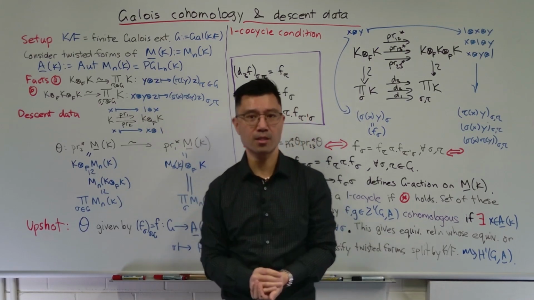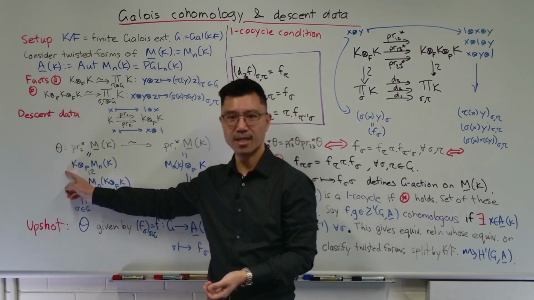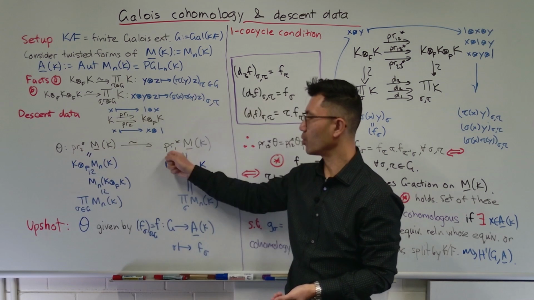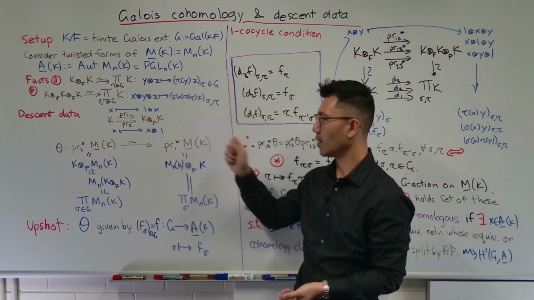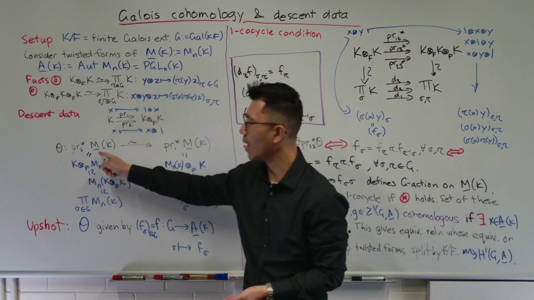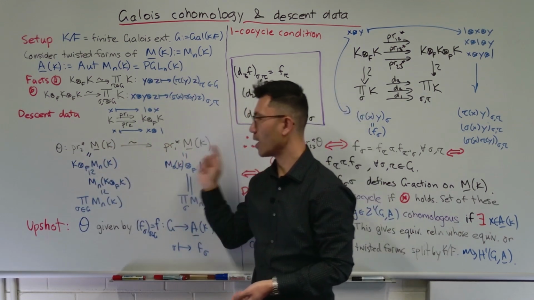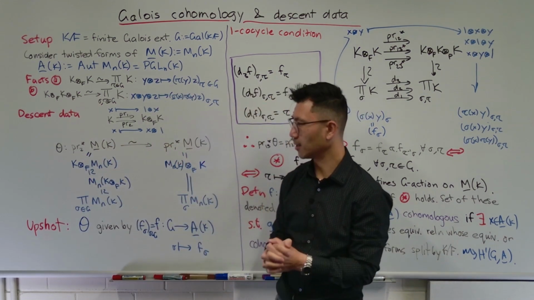So what type of data was descent data? So the descent data here should be a map from projection 2 upper star of this m underline k to projection 1 upper star of m underline k. Okay, so remember you've trivialized, so you get m underline k, and then what we're going to do is we want to do the pasting, and this is how you work out the pasting or the gluing data.